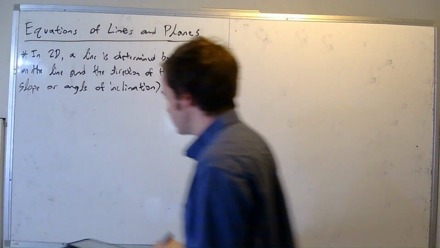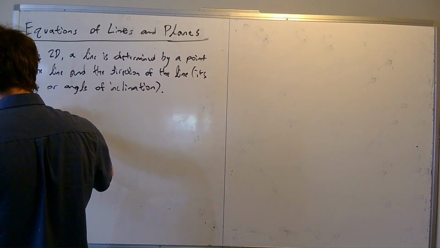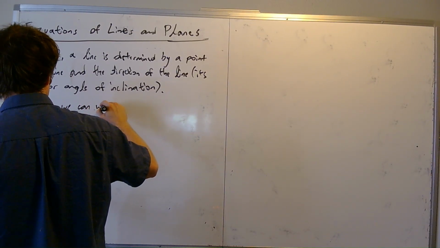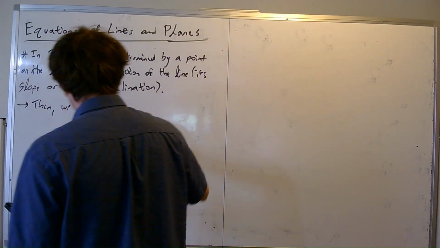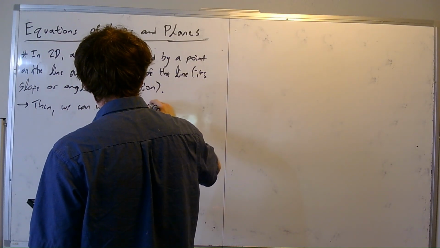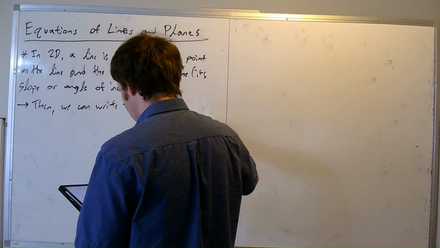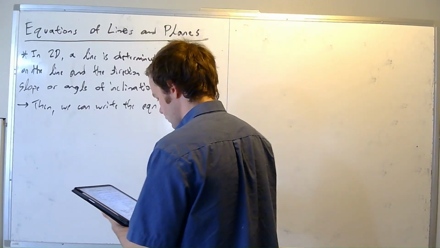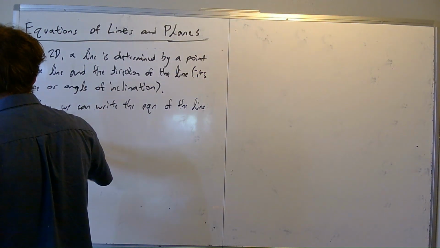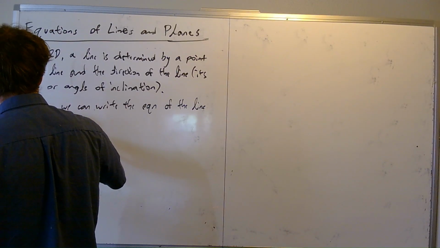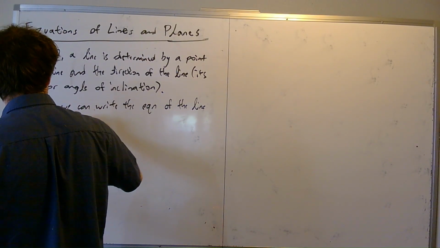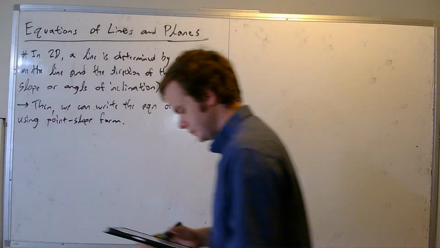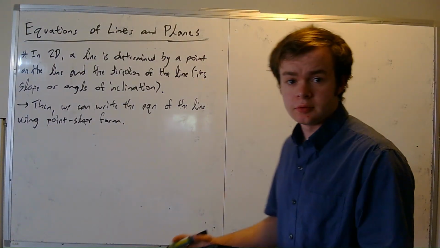Okay, and then the next step would be to say that then we can write the equation of the line using point slope form. Okay. Now we need to move to 3 dimensions.